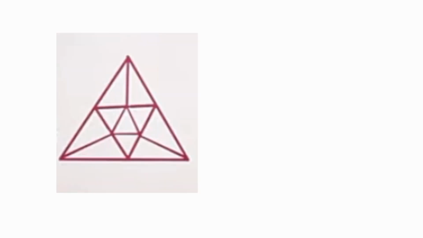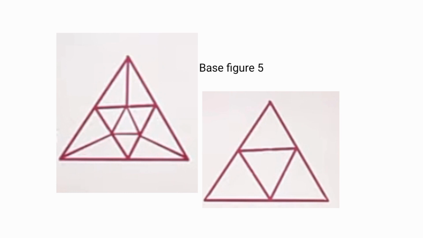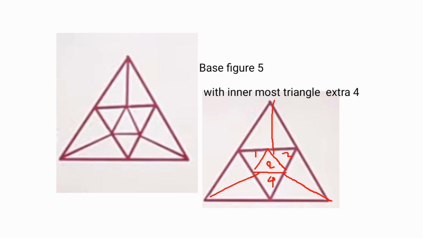Let's see the next question. In this figure, how many triangles will be there? We know that in the base figure, 5 triangles are there. When we add the innermost triangle, 4 more triangles will be formed. Now we know that the vertical lines will divide this triangle into 2. So total 6 triangles will be formed. So how many triangles will be there in the entire figure? That is 5 plus 4, 9, 9 plus 6, 15 triangles will be there.